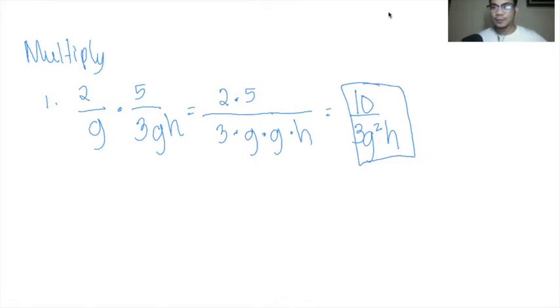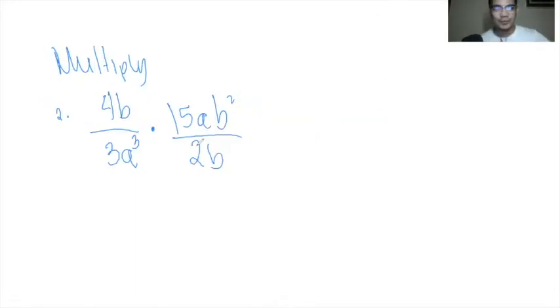Let's try one more example. Let's try example number 2. We have 4b over 3a cubed times 15ab squared over 2b. Okay, so we have different ways of solving this. One is we can directly multiply them. That is just 4b times 15ab squared. So we multiply first the coefficient. 4 times 15, that is 60. Then we have a, and then the b times b squared, we have a b cubed. In the denominator, we have 6 for 3 times 2, then a cubed and b.